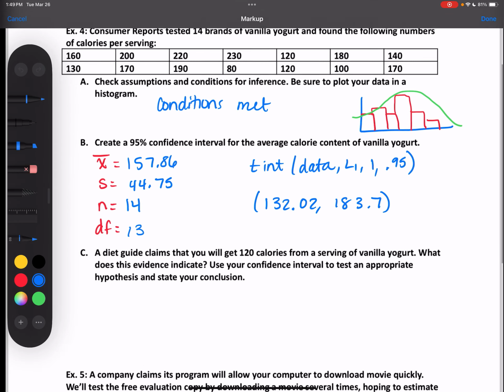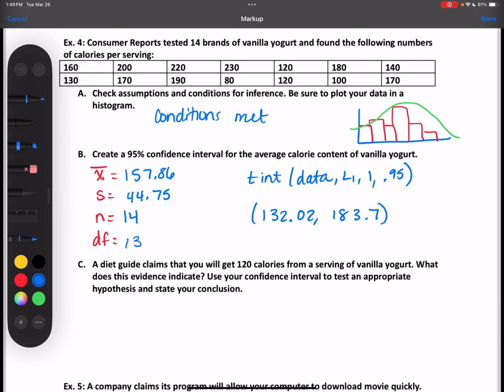All right, so continuing the problem from yesterday, a diet guide claims that you will get 120 calories from a serving of vanilla yogurt. What does this evidence indicate? Use your confidence interval to test an appropriate hypothesis and state your conclusion.